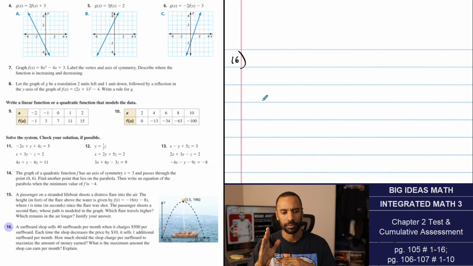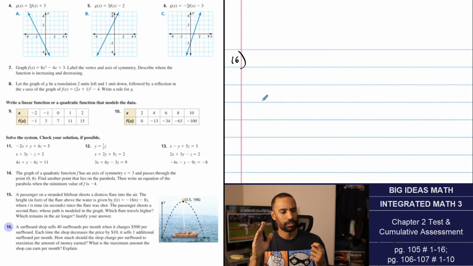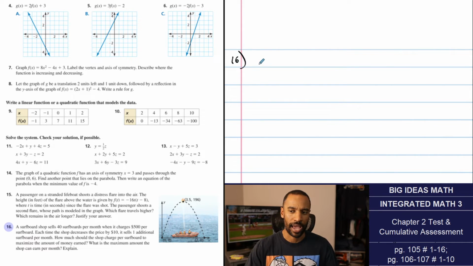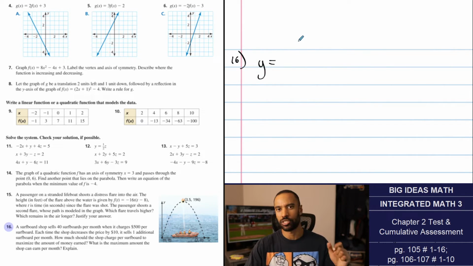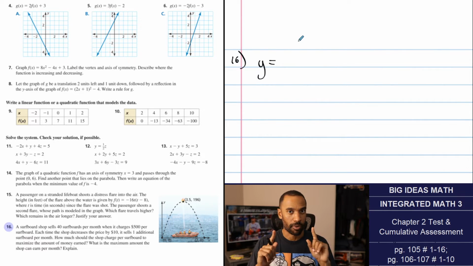I guess how much you earn. It's how much you charge. No, it's how many surfboards you sell versus how much money you earn. So we want Y to be the amount of money earned, and that'll be based off selling a number of surfboards times the price per surfboard. Okay, so those two things. So how many surfboards do we sell?